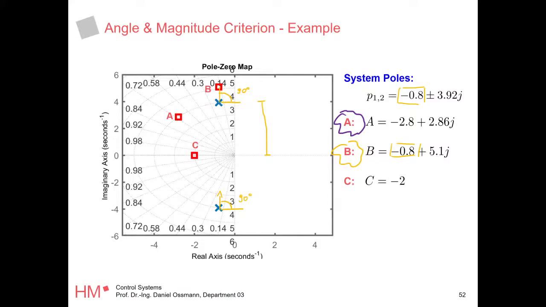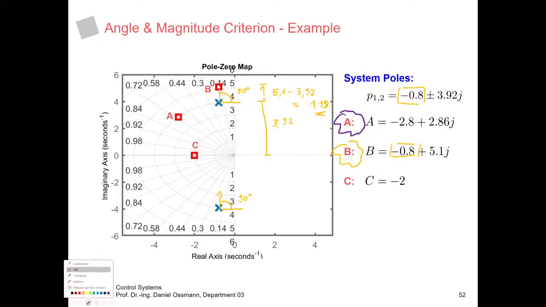This guy has a distance here of, the pole is 3.92, and this distance here is simply then 5.1 minus 3.92, right? And this should be nothing but 1.18, yes, okay?